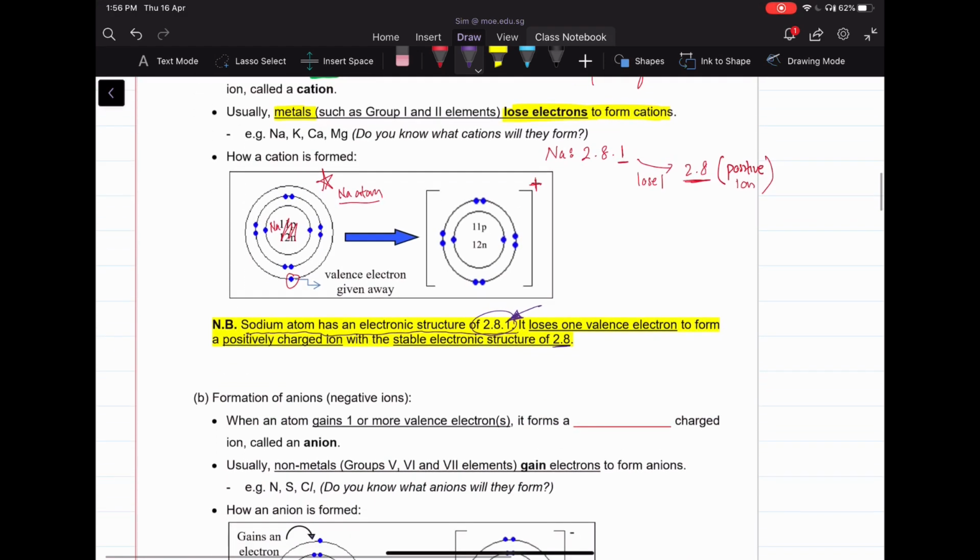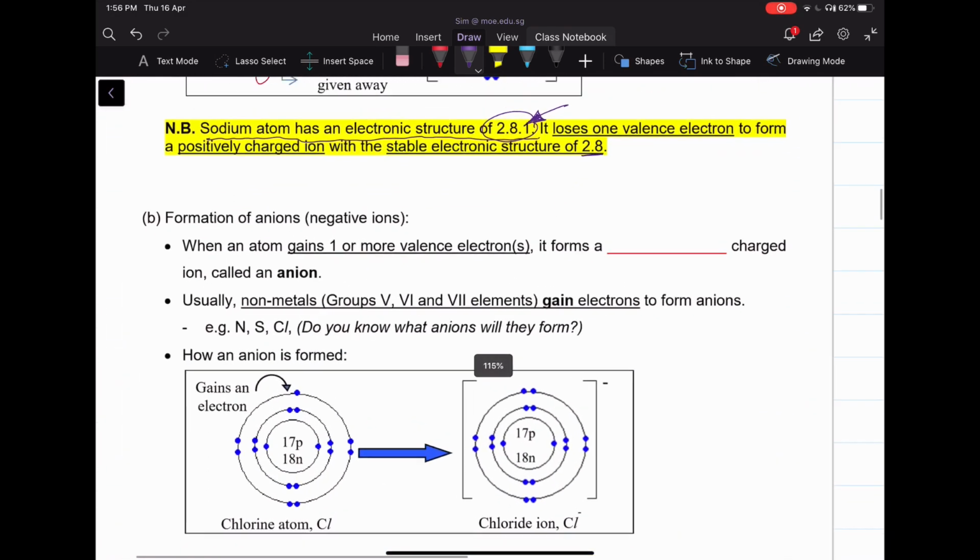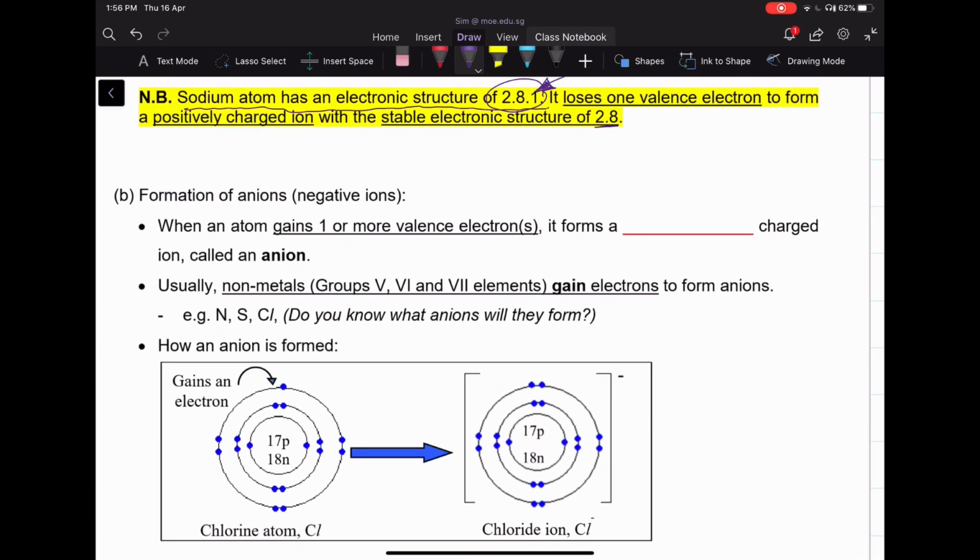In the opposite manner, anions are negative ions, which means they must gain electrons. When they gain electrons, because electrons are negative, when you gain something negative, you become more negatively charged. If you gain 1, you become -1. If you gain 2, you become -2, and so on. Most of the time, it's non-metals that gain electrons to form anions.